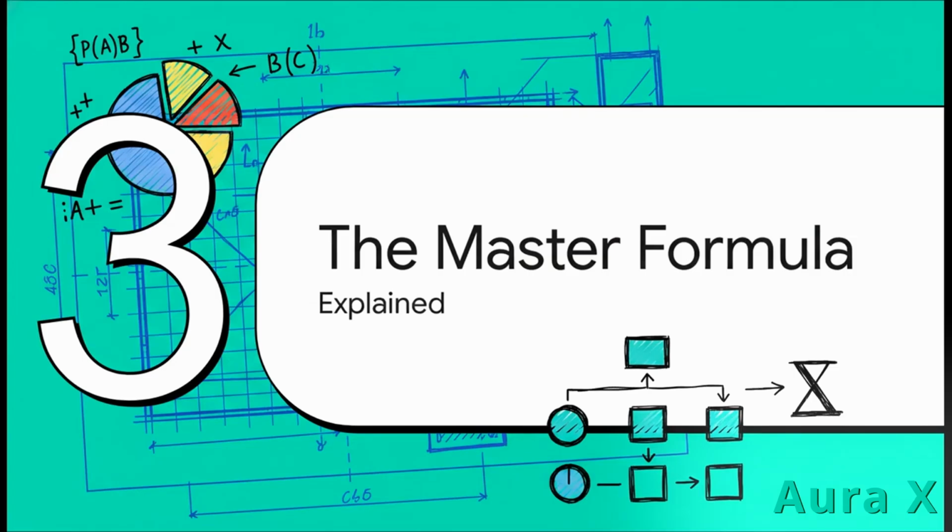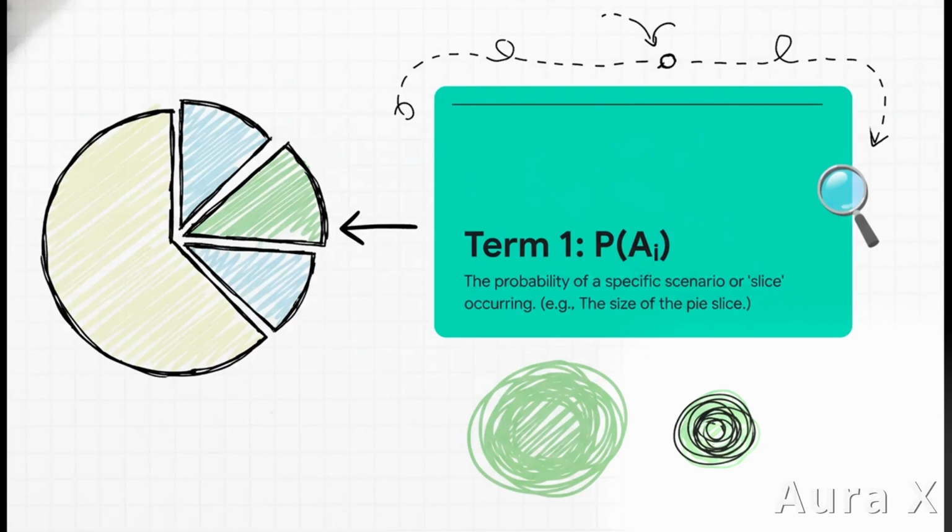Okay, time to look at the blueprint. Let's see how this whole pie analogy gets turned into the actual math, the core formula we're here to learn. So the first piece of our formula is P of A. This is just the probability of any given scenario happening. In our pie analogy, this is literally the size of the slice. Is it a huge slice of the pie or just a tiny sliver? This tells you how likely that scenario is to begin with.